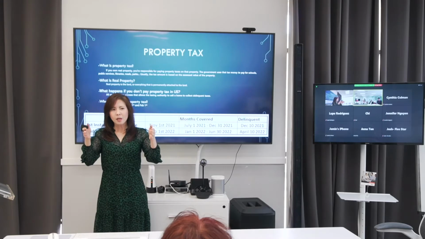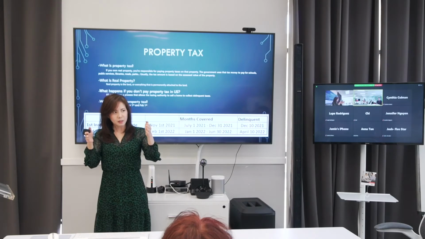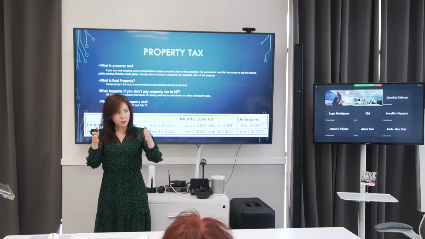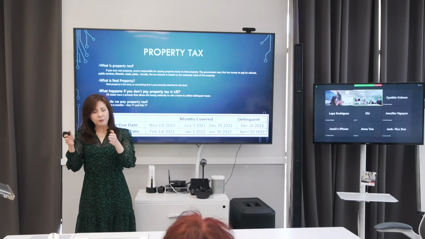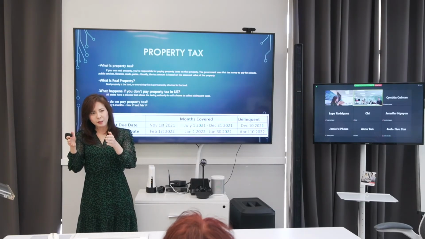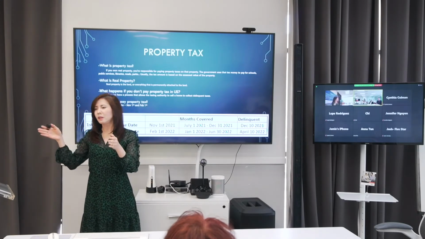As you see, they pay their property tax at the very end of their 6 months. Because the fiscal year starts July 1st, the first installment due is in November, almost at the end of the 6 months. And then the second installment due date is February 1st. But you can also see that there is a delinquent date.